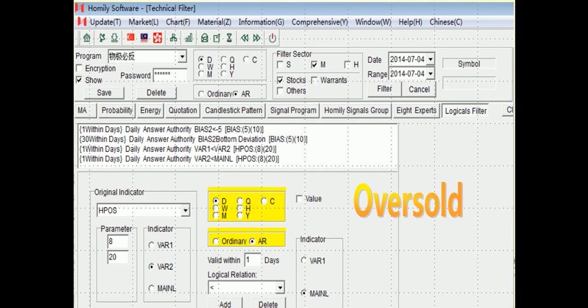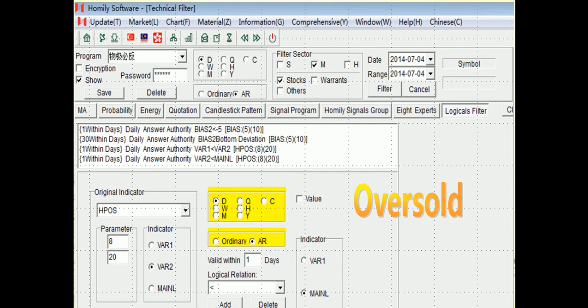The last filter method is about the oversold. Just now I taught you the BIAS, right? So this is for the oversold. Recently it's difficult to filter, because some stocks are already running, so it is difficult to filter oversold stocks. So we can see the first one. BIAS2. BIAS2 means the 10.